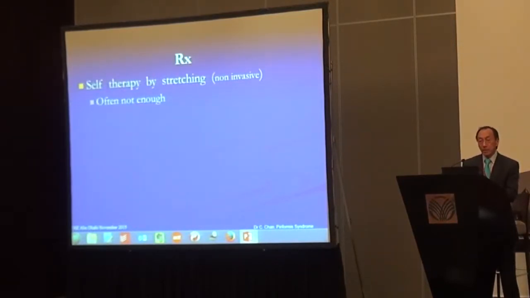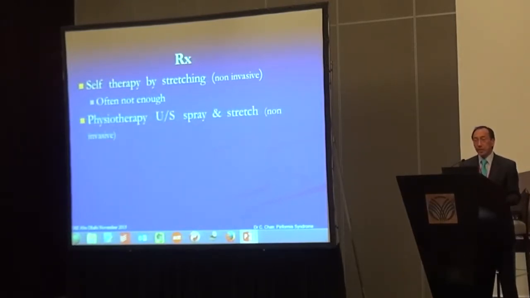Okay, you can treat piriformis by teaching the patient to stretch. Often that is inadequate. Physiotherapy, I think Janet Travell has championed using the cold spray and stretch technique. It's a non-invasive technique. Acupuncture I like. It's invasive, but not too bad.